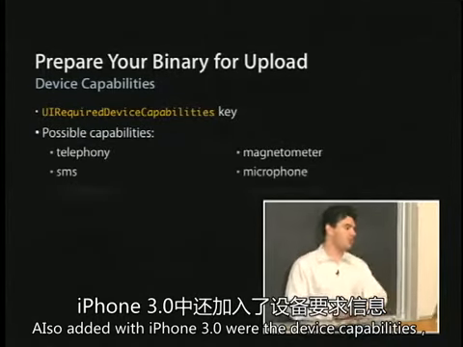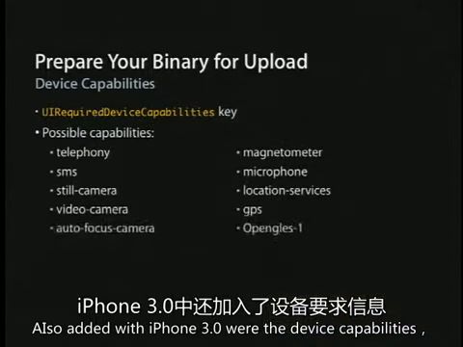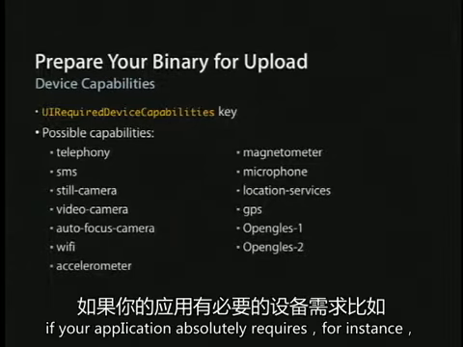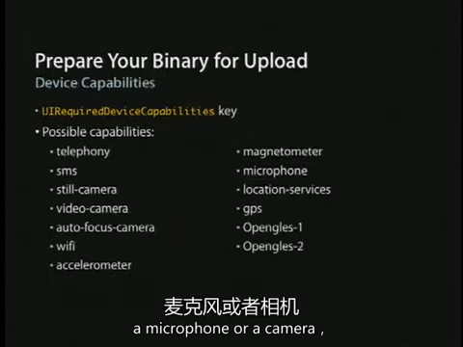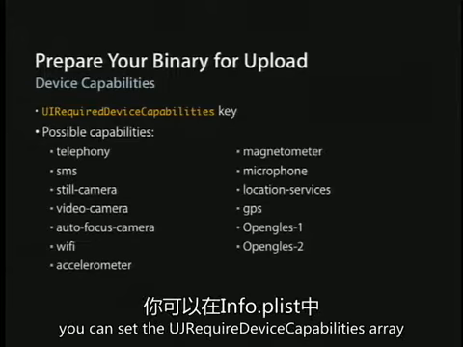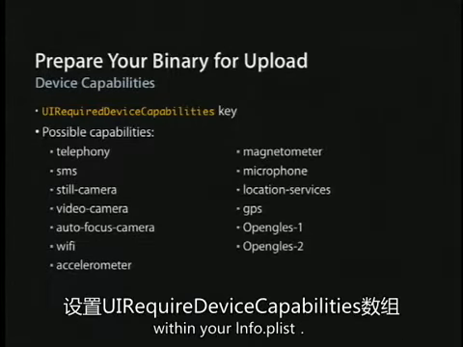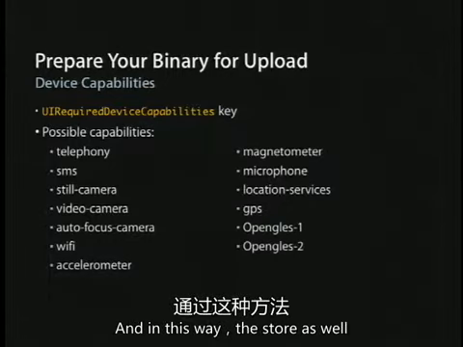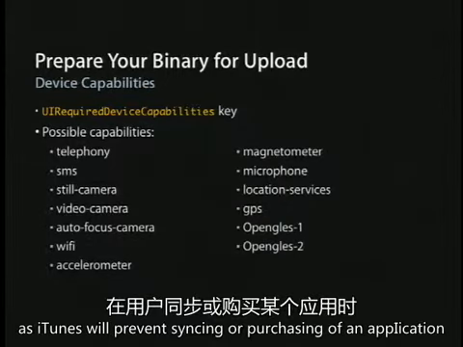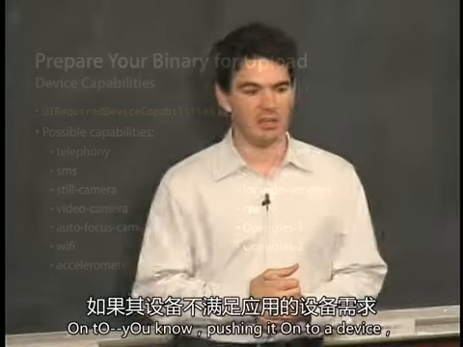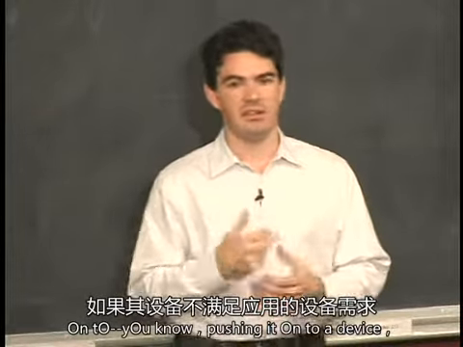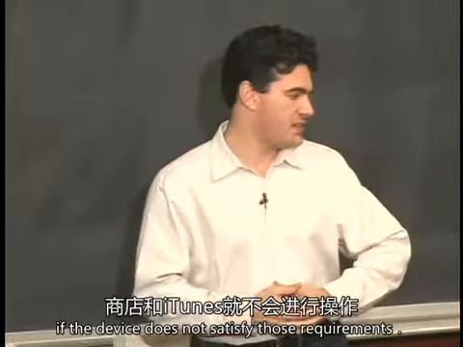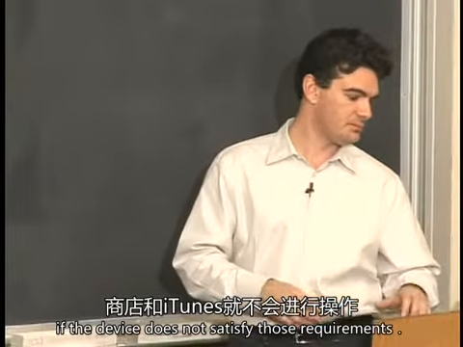Also added with iPhone 3.0 were the device capabilities. This is a way that you can, if your application absolutely requires, for instance, a microphone or a camera, set the UI required device capabilities array within your info.plist. In this way, the store as well as iTunes will prevent syncing or purchasing of an application onto, pushing it onto a device if the device does not satisfy those requirements.